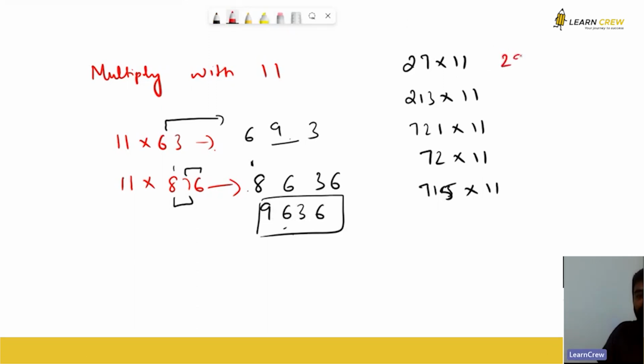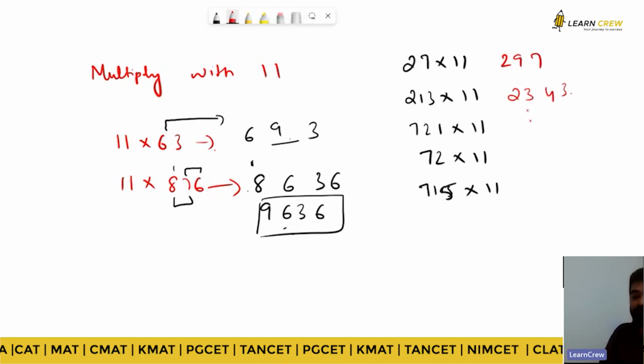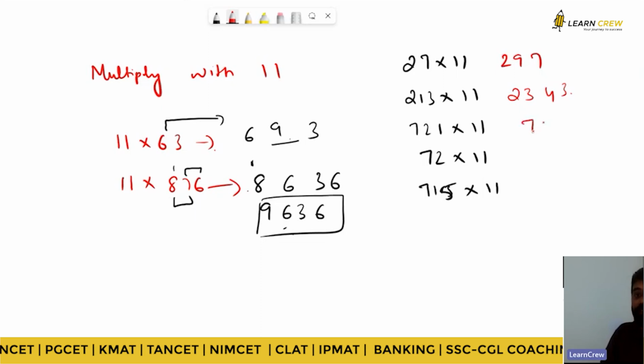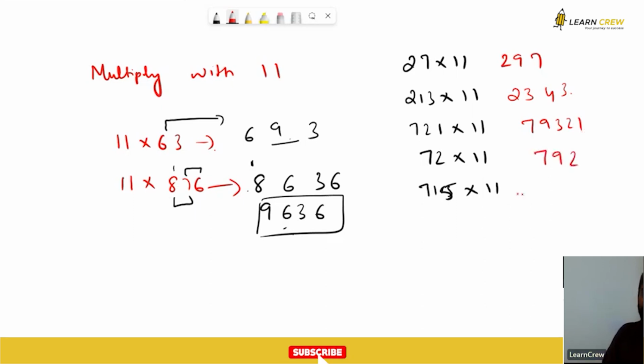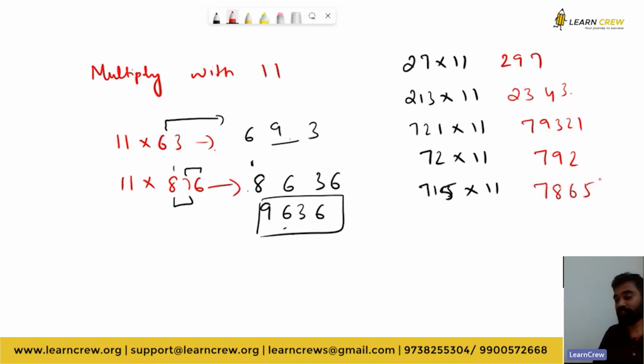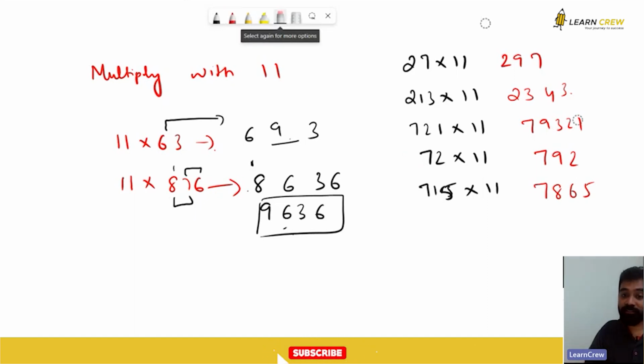What's 27 into 11? 297. What is 213 into 11? 721 into 11? 321. 72 into 11? 715 into 11? Okay, got it. What is the answer for 721 into 11?